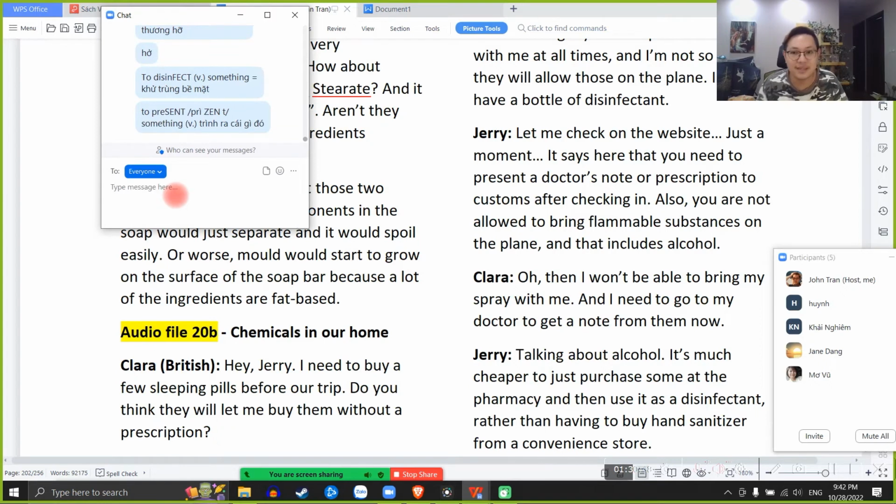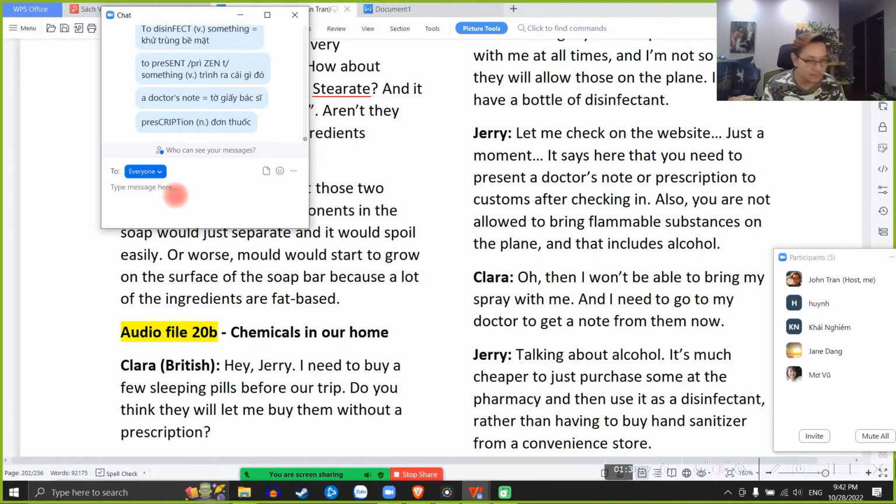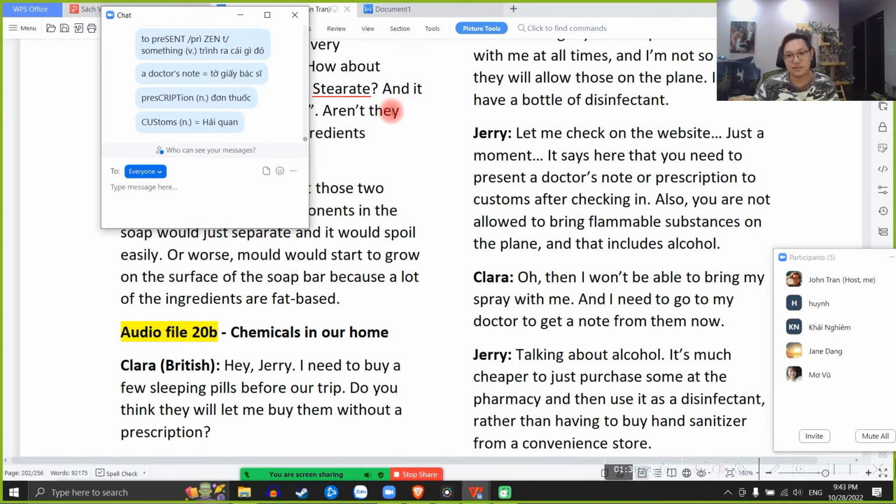Trình ra cái gì đó, to present something, a doctor's note, nó là tờ giấy bác sĩ, a doctor's note, a prescription, hoặc là cái đơn thuốc, to customs after checking in. You know what customs is, right? Hải quan, customs. You have a customs officer, hải quan. Còn phải trình cái đơn thuốc bác sĩ cho hải quan sau khi check in.